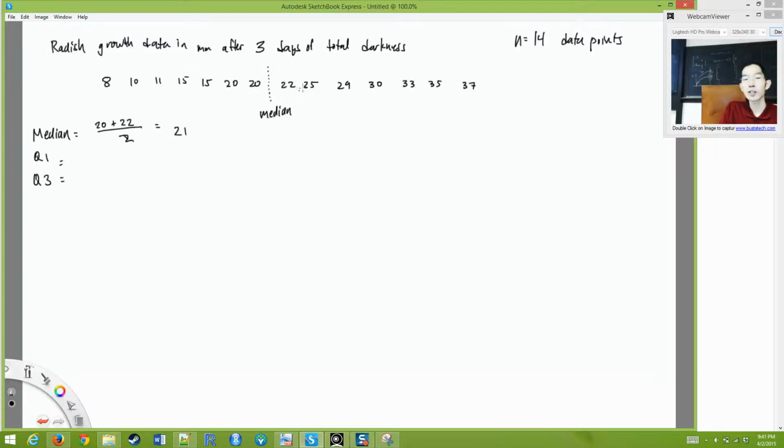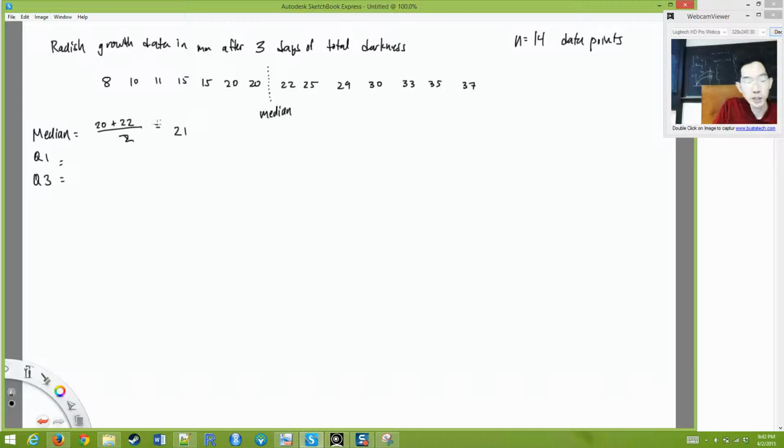It's very easy to see with numbers like 20 and 22, but if the numbers are like 20 and 46, maybe it's not so easy to see. You would just take the average of the two middle numbers. Now that I have the median, I've got 7 numbers over here, and let's find Q1.